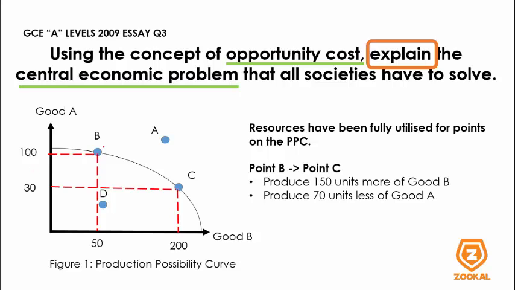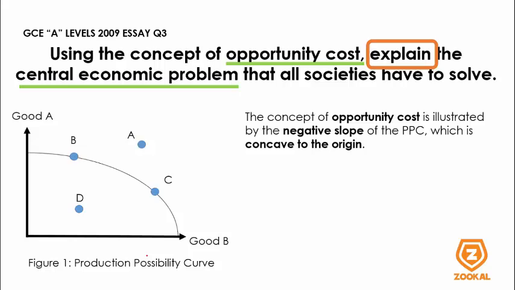Okay, if the economy is currently producing at point B and it decides that actually I want to shift my production point to point C, what happens is that the production of good B will increase from 50 units to 200 units. But the production of good A will fall from 100 units to 30 units. So there is an opportunity cost here, because in increasing production of 150 units of good B, you have to give up 70 units of good A. So the concept of opportunity cost is illustrated by the negative slope of the PPC, which is concave to the origin.